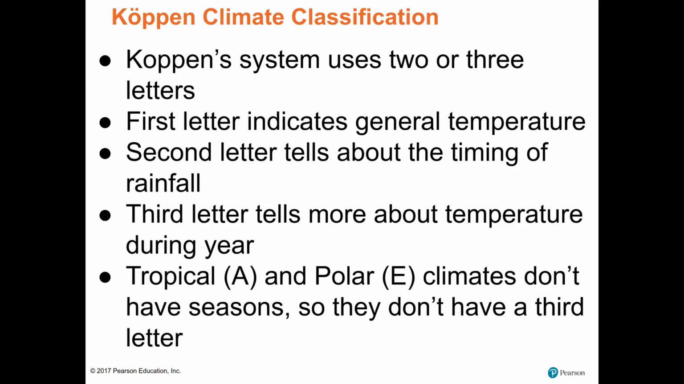The tropical A climates and the polar E climates don't have seasons, so they don't have a third letter to tell us more about the temperature of the summertime or the wintertime. They just have 2 letters.